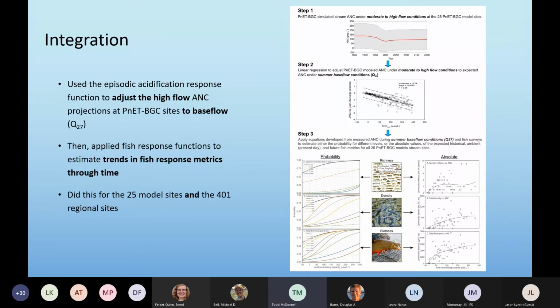A lot of details there, but really we ended up integrating these three components, where we took those PnET results and we used that episodic acidification analysis to adjust that flow so that we could use the ANC results in these predictive fish response equations. And that allowed us to estimate the trends in fish response metrics through time, not just ANC through time, but now we also are tracking the fish response metrics through time. And we did this for the 25 model sites, and we also did it for the 401 regional sites.